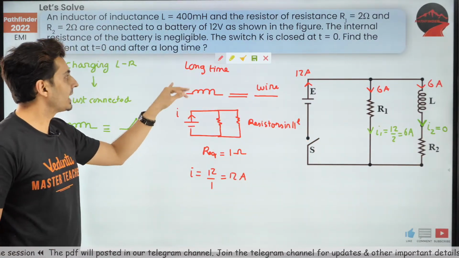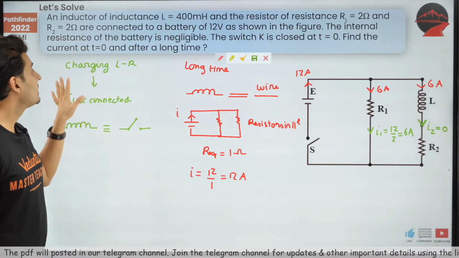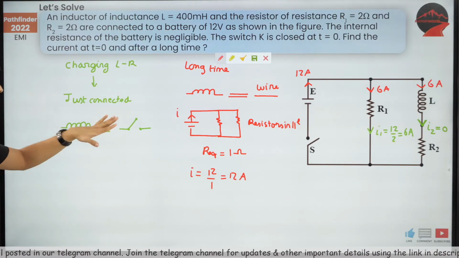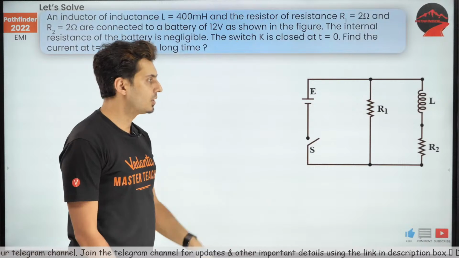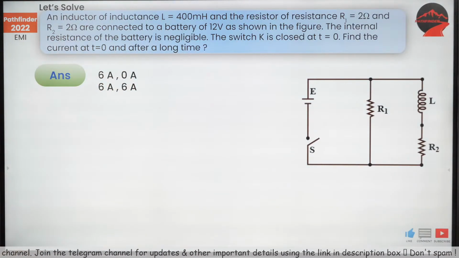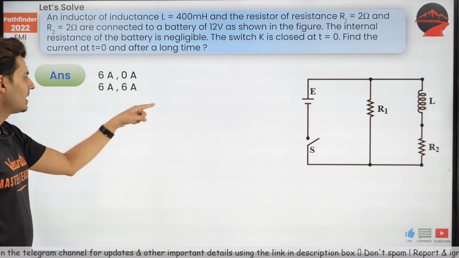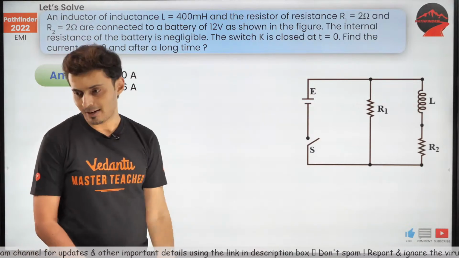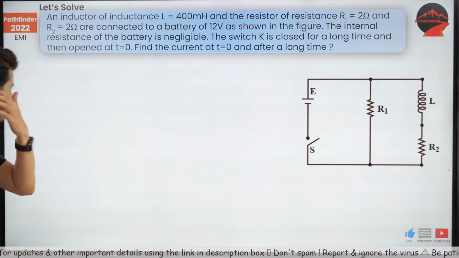So remember this trick. After a long time, inductor is like a wire in charging circuits, and just when you connect it, it is like an open switch. That's the logic to be used. Okay, so yes, we got it: 6 amperes and 0 amperes in both the branches, and 6 and 6 amperes after a long time. Cool.